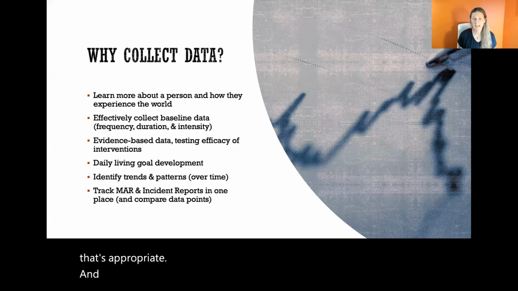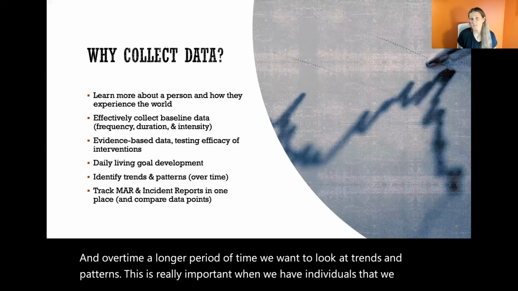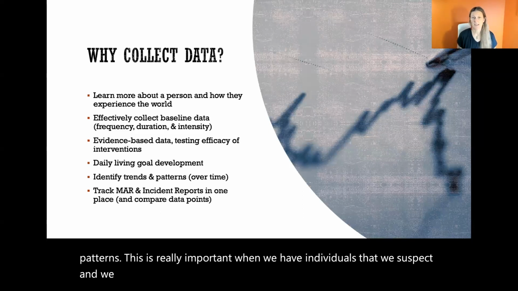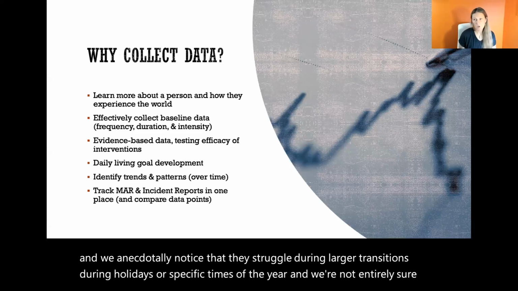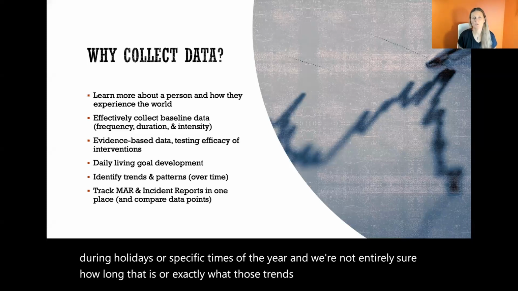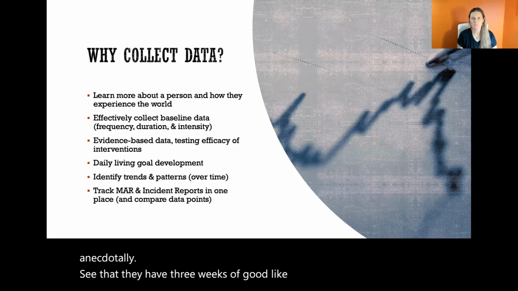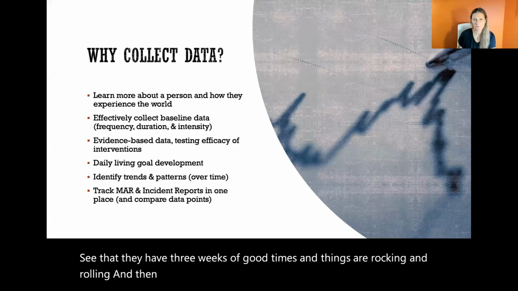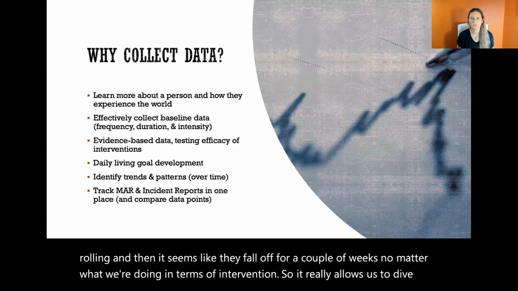And over a longer period of time, we want to look at trends and patterns. This is really important when we have individuals that we suspect and we anecdotally notice that they struggle during larger transitions, during holidays or specific times of the year, and we're not entirely sure how long that is or exactly what those trends are. This is also really important for those folks who we kind of suspect and anecdotally see that they have like 3 weeks of good times and things are rocking and rolling, and then it seems like they fall off for a couple of weeks, no matter what we're doing in terms of the intervention. So it really allows us to dive in and really look at a bigger picture.